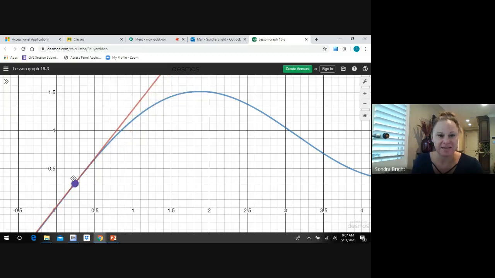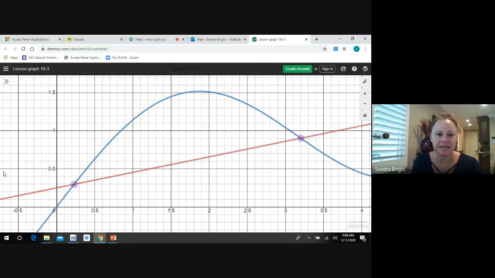Do you see that this secant line that was between these 2 points, if I move my x values closer and closer to the other x value, now that red line is the tangent line at this point right here? So that's what we're going to be doing. We're going to be using limits.